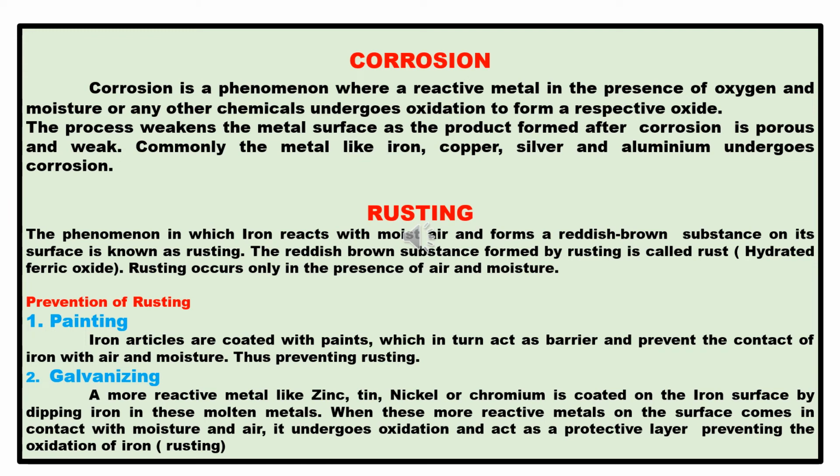When these more reactive metals on the surface come in contact with moisture, they undergo oxidation and act as a protective layer, preventing the oxidation of iron, or preventing the iron from rusting. Understood, children? So this is called galvanization or galvanizing. A metal like iron is dipped in a molten form of a more reactive metal than iron, thus making a coating of more reactive metal on the surface of iron, which prevents iron from rusting.